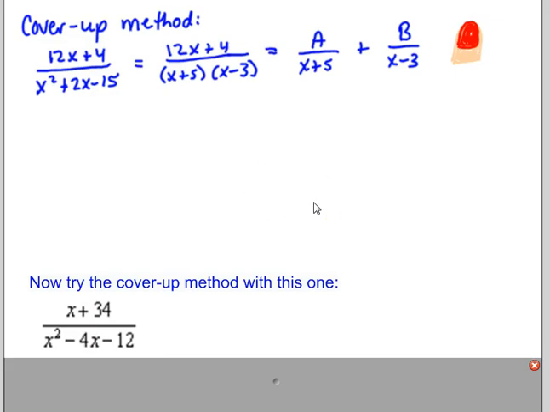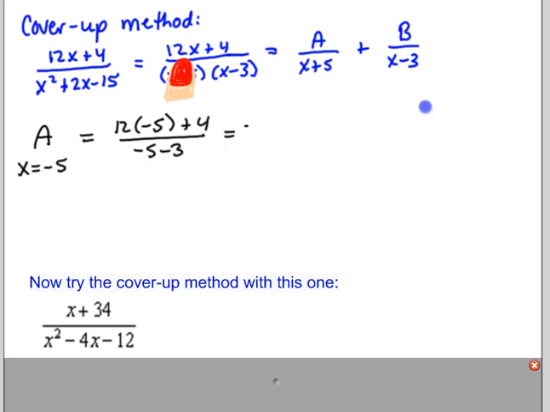Okay, now we're going to learn a shortcut for doing the same thing. It's called the cover-up method because you use your finger literally to cover up one of the factors. So if I want to find A, for example, A has a denominator of x plus 5. So I go back to my original function with the factored denominator and I cover up the x plus 5 and I substitute -5 into the rest of the expression. So for A, I let x equal -5. Notice that is the zero of the denominator. I cover up that factor and then I substitute -5 everywhere else.